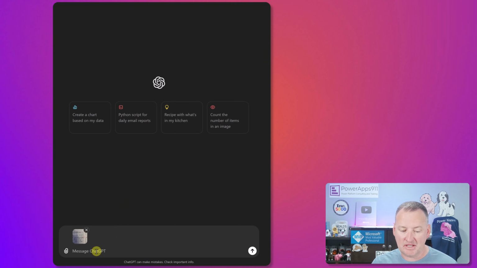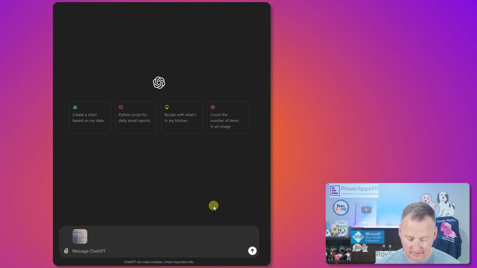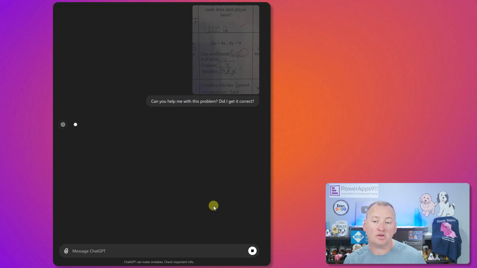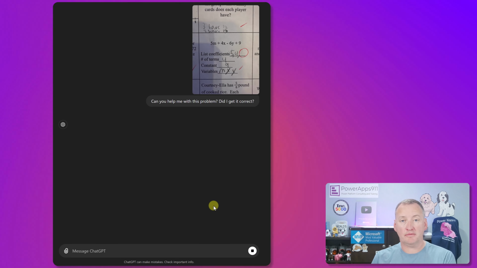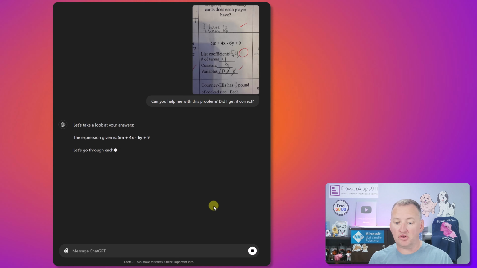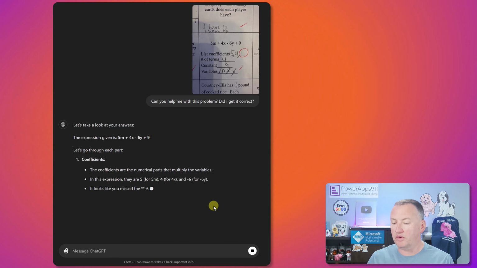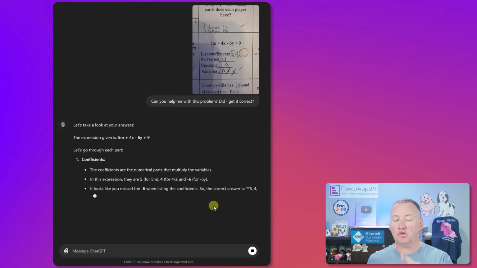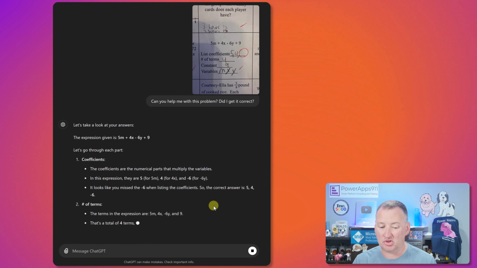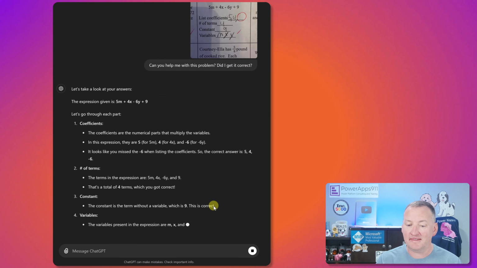So I gave ChatGPT the question here, and then I'll just say something like, can you help me with this problem? Did I get it correct? And so now it is looking at the picture. It's OCRing it. It figures out that it's got the box. And so then, it's pulled in the different pieces, right? So even though there's a bunch of extra words on the screen, it seems to do a good job of understanding. Look, I missed the -6.